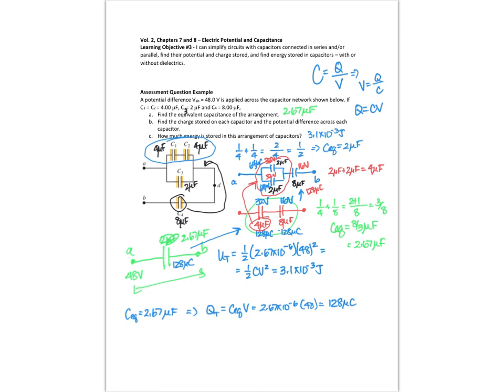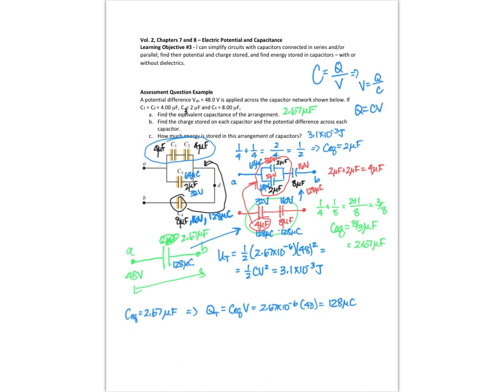It's getting a little sketchy here, so I'm going to just write over here so we can see it better. I found that this one had 64 microcoulombs and a potential difference of 32 volts. The 8 microfarad capacitor had a potential difference of 16 volts and a charge of 128 microcoulombs.